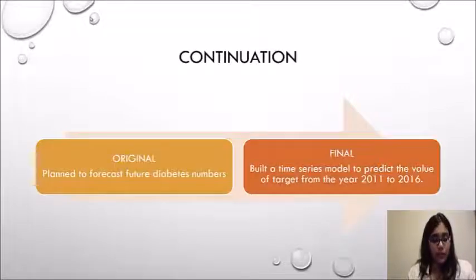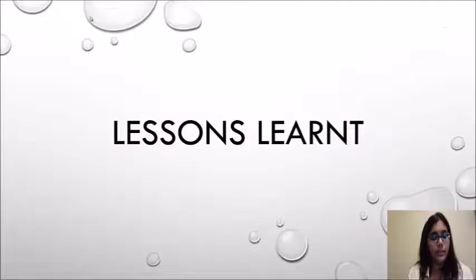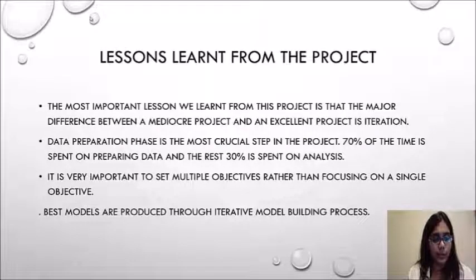In the original plan, we planned to forecast the future diabetes numbers. In the final version, we built a time series model to predict the value of target from the year 2011 to 2016. Lessons learned. This project is the most valuable experience in terms of how to do a project. The most important lesson we learned from this project is that to get to an excellent result, we need to perform iteration. That is, we need to iterate through all the phases of the project to get best results.